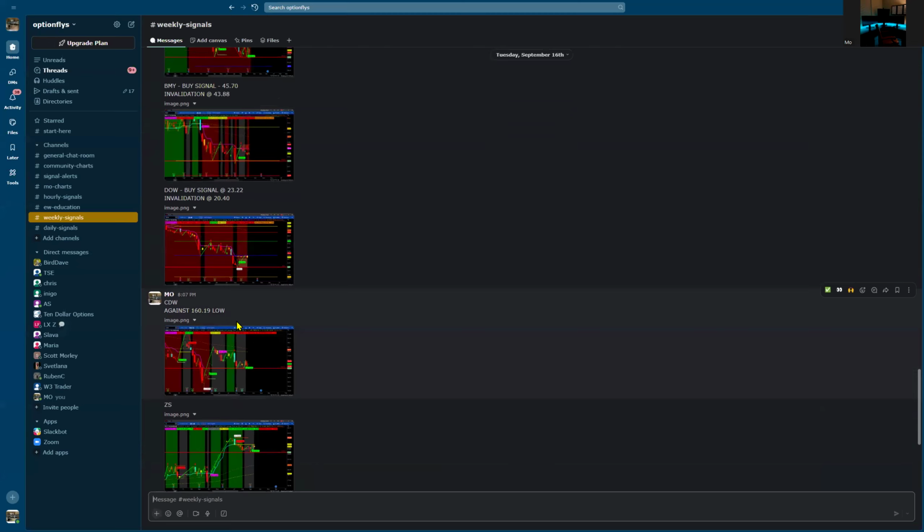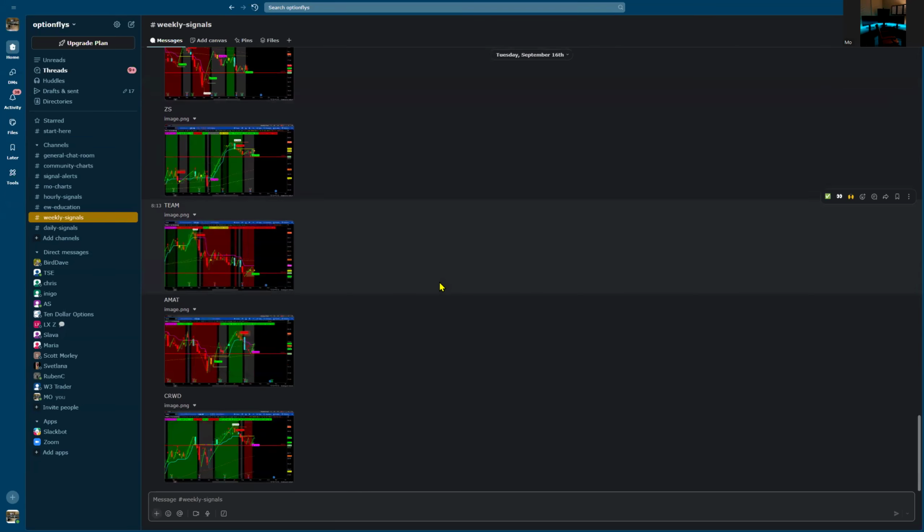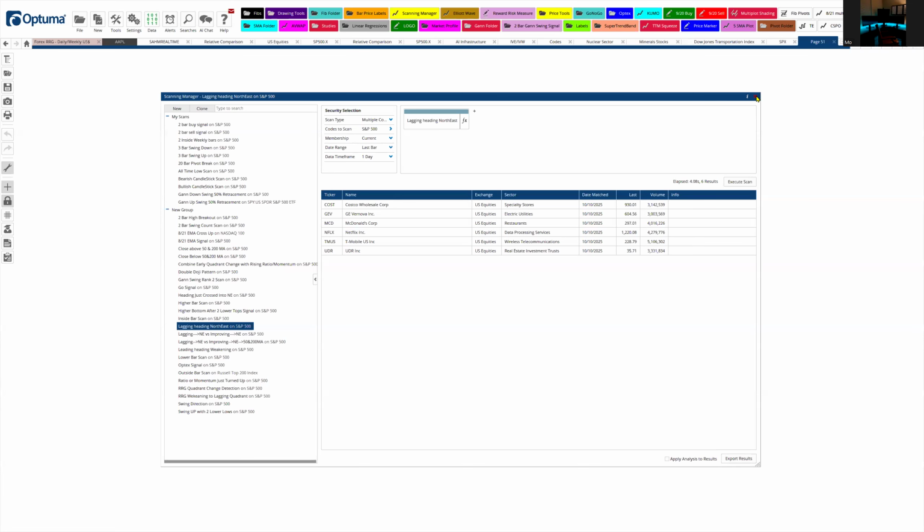Like this one, it's been a while. This one I did on September 16th, which was about 2 weeks ago. These are weekly signals on a much higher time frame. So instead of looking at a daily rotation, I look at a weekly rotation. Just change the time window, and it's just going to extend your time.